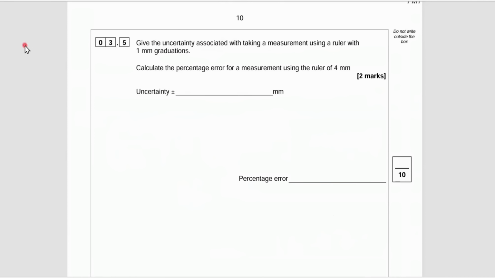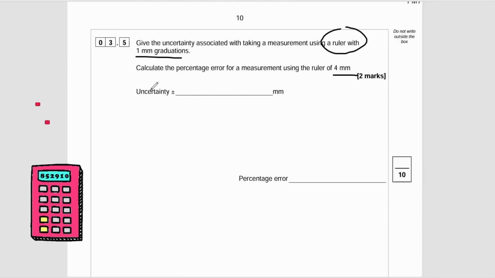3.5, give the uncertainty associated with taking a measurement using a ruler with 1 millimeter graduations. Calculate the percentage error for making a measurement of 4 millimeters with the ruler. Right, why don't you pause the video, have a go.